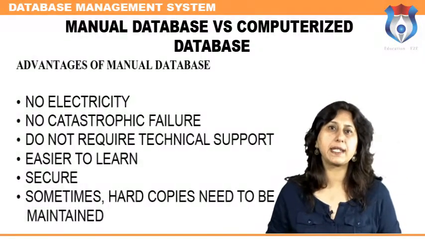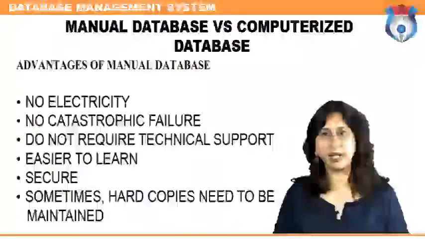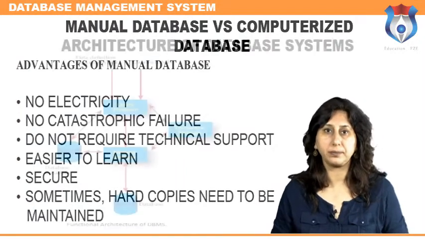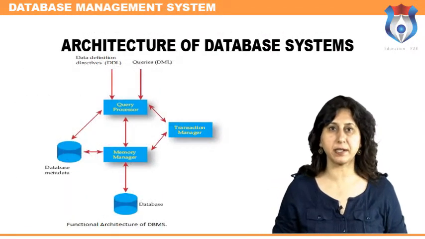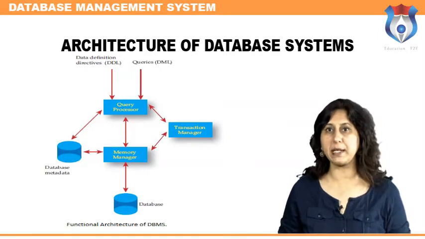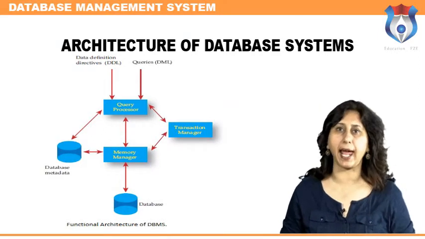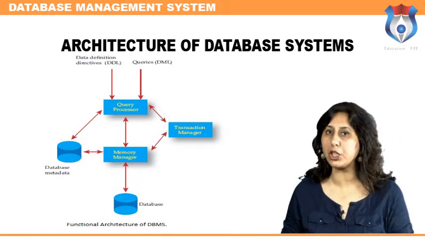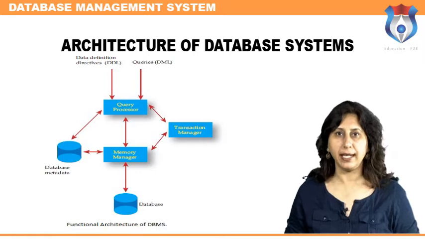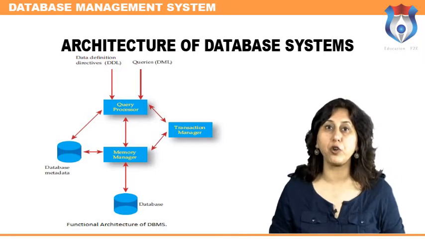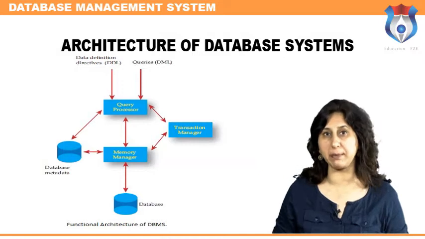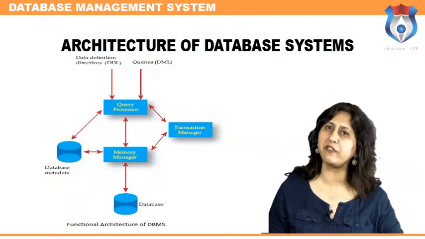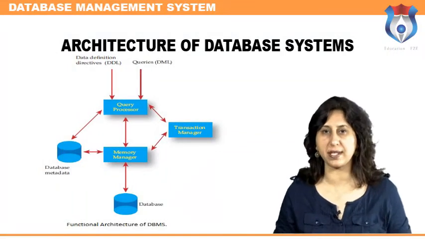Sometimes hard copies need to be maintained for one reason or another, perhaps because there are diagrams or drawings involved. Architecture of database systems. The architecture of a DBMS can be examined from several angles. The functional architecture that identifies the main components of a DBMS. The application architecture that focuses on application uses of DBMSs. And the logical architecture that describes various levels of data abstractions.